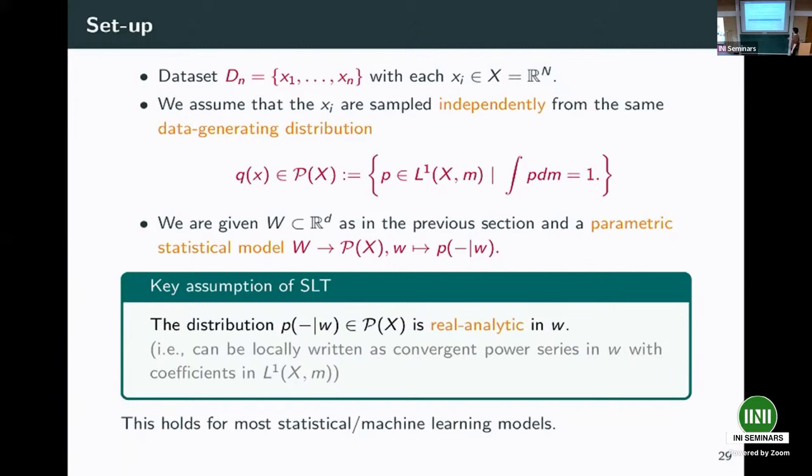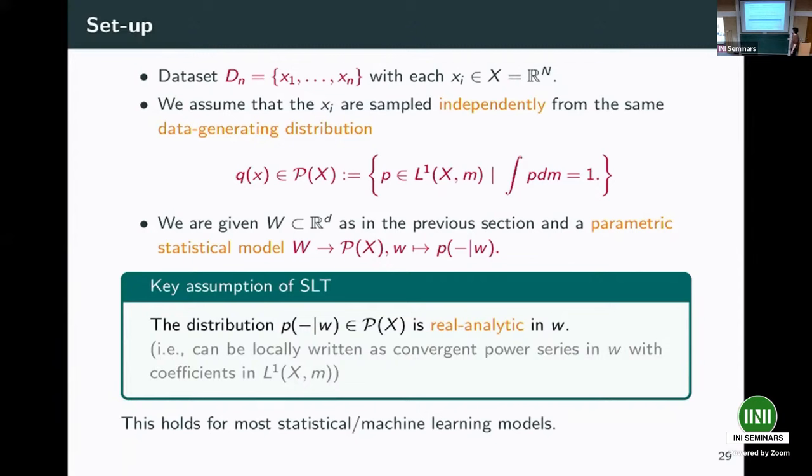And so this will be a notation for the set of L1 functions on X with respect to Lebesgue measure. Sorry, I should probably use a different symbol. With integral one. Oh, sorry, it should be non-negative. So those are exactly the probability distributions on X.